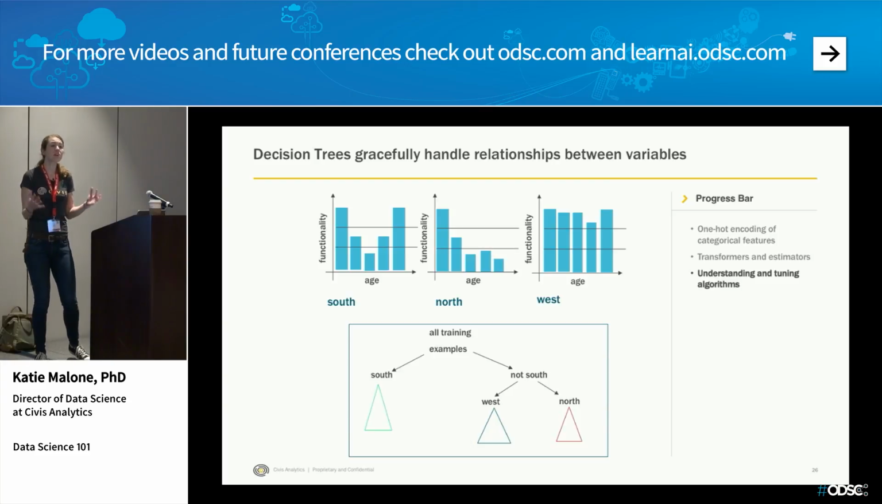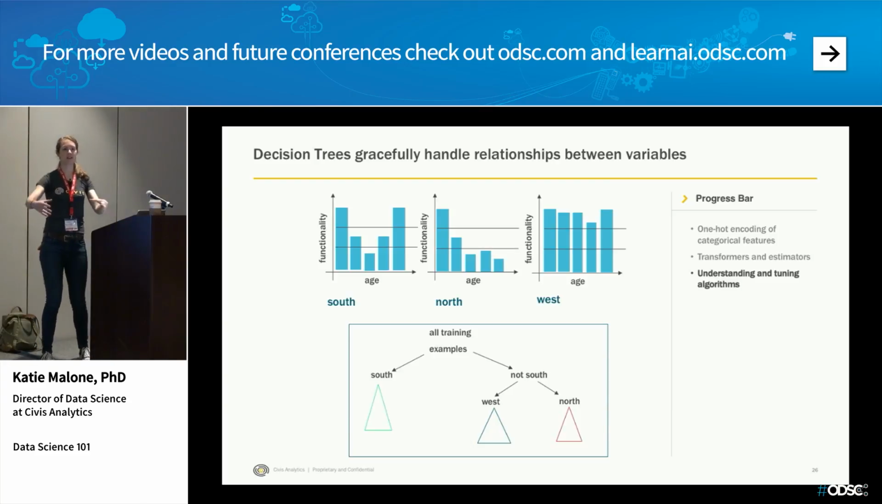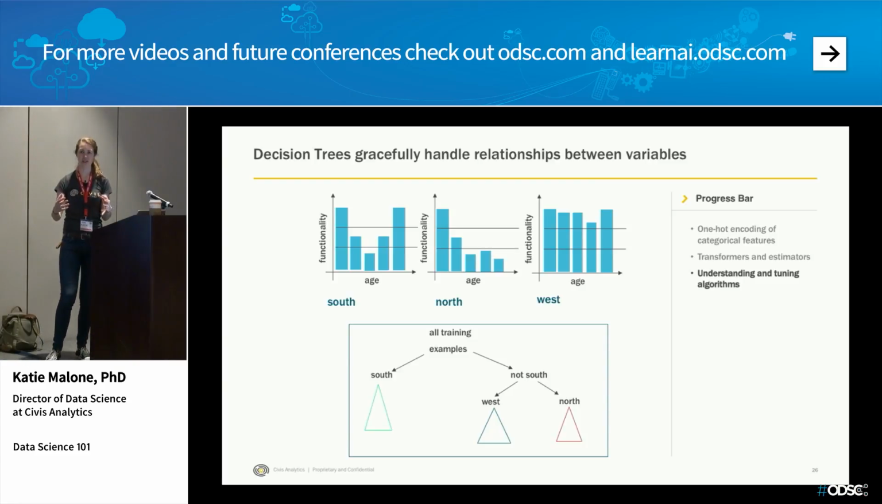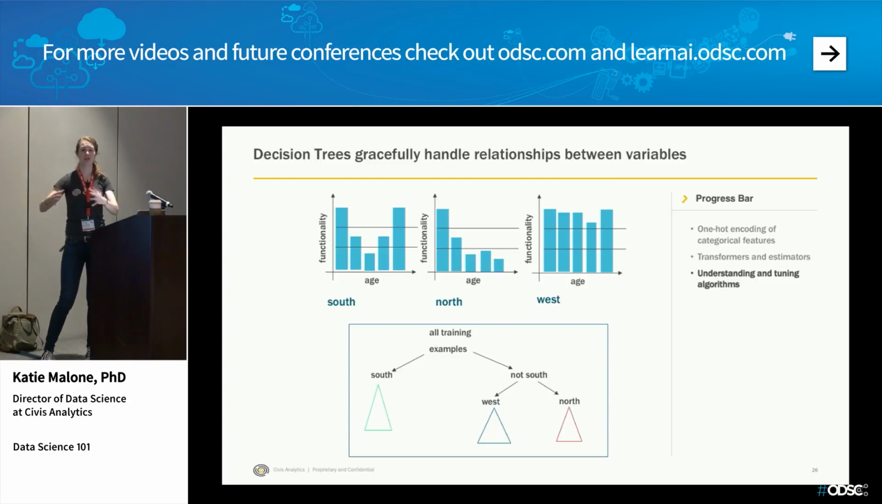So in this case, it's really helpful to know which one of these regions you're in, and then you can build out a subtree that figures out what the relationship is between age and functionality. So that's what I mean by interaction term, where you have to know both the age and the region at the same time in order to understand what the pattern is. So this is something that decision trees do really nicely. So the way this would look if you had a decision tree is it would just be a step deeper.